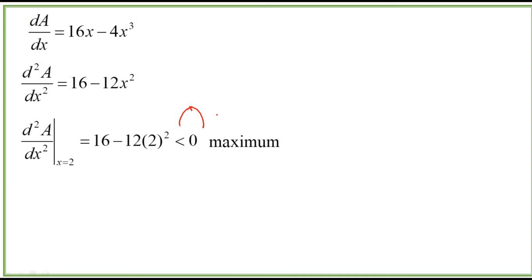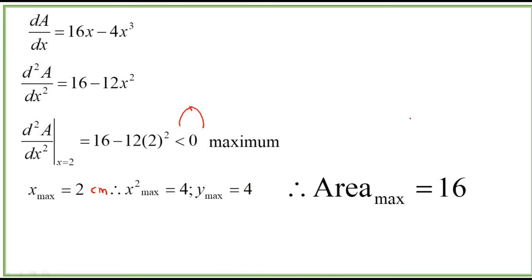So from here, we can conclude that x maximum would be 2 cm. Following the question, they ask for x squared. So we will have x squared maximum equal to 4. y maximum would also be equal to 4. This means that our maximum area would be equal to 16 cm squared.